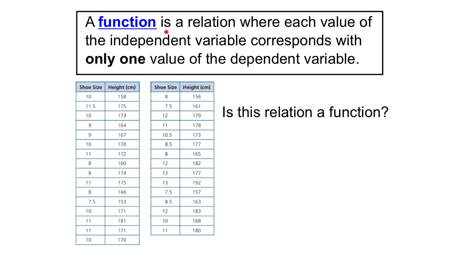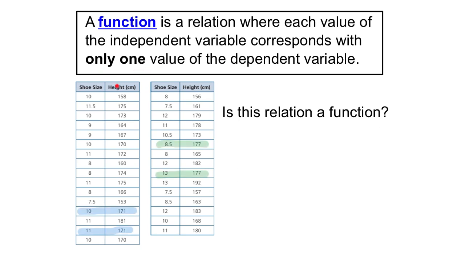A function is a relation where each value of the independent variable corresponds with only one value of the dependent variable. Another way I could say that is that a function is a relation where each input has only one output. So if I go back to my data here with shoe size and height, I know it's a relation, but is this relation a function? Remember the definition of function. For each value of the independent variable, it corresponds with only one value of the dependent variable.